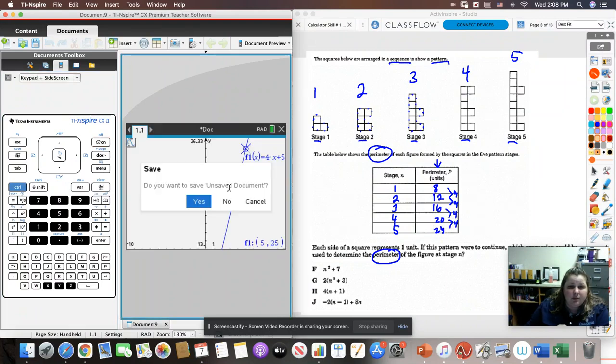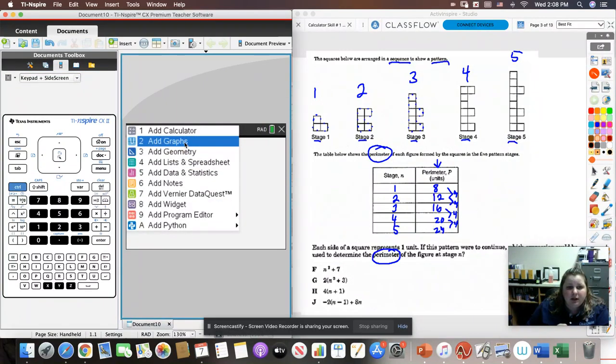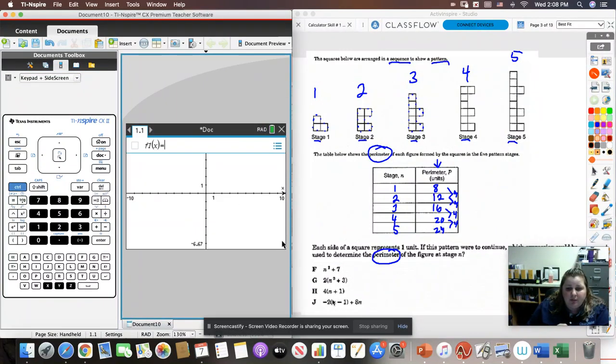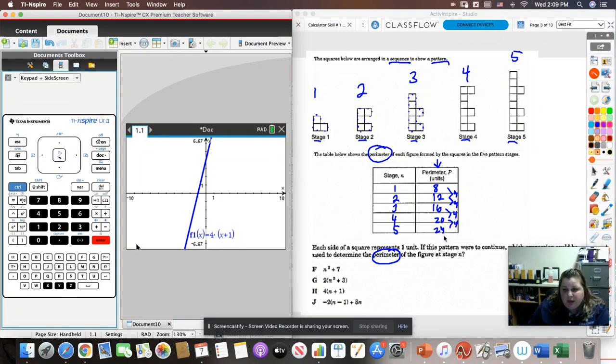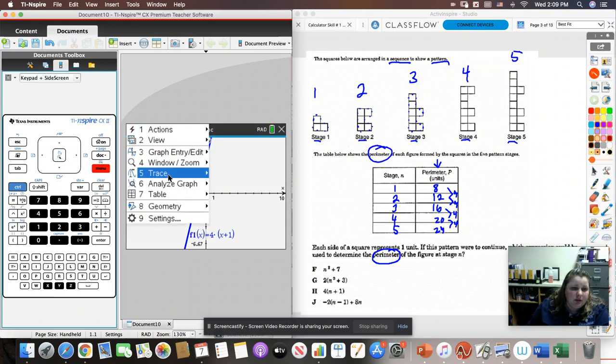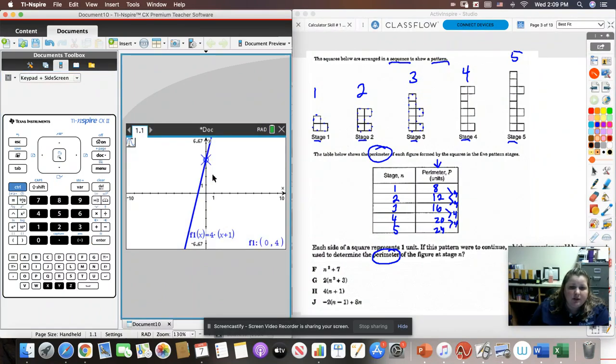I might check that one first just to see. Home, new document, save changes, no, add a graph. Now I have my equation, so I'm going to type in the one with 4. We'll go straight to 4x plus 1. Enter. If you don't recognize the pattern, you can keep going, and then you can check all of these and see which one. Then you can hit menu, trace, and graph trace.